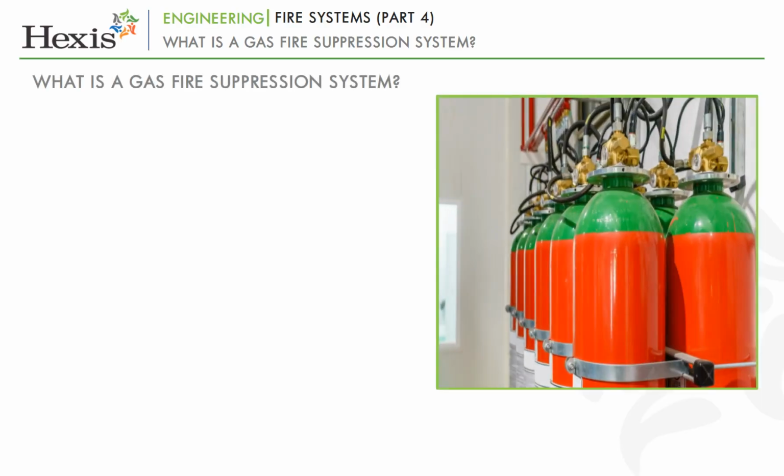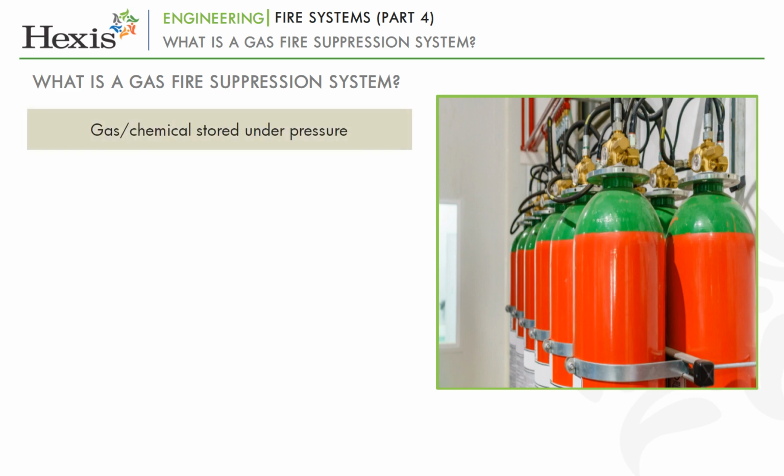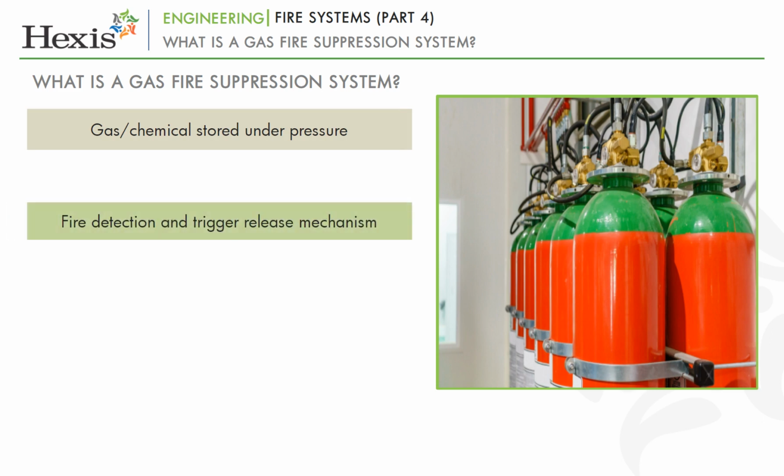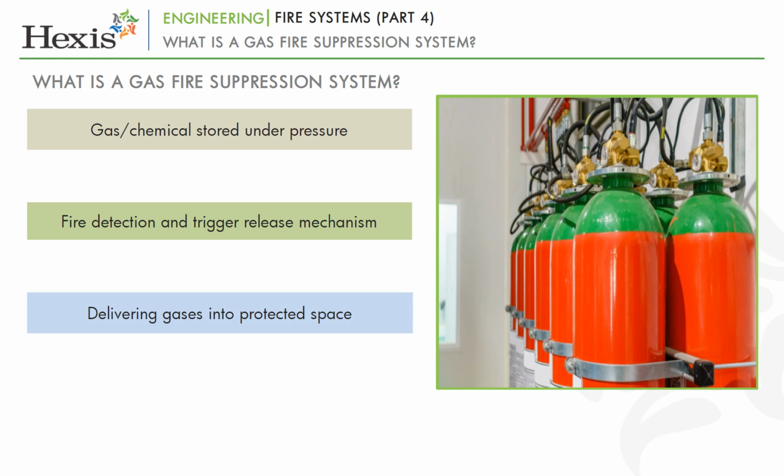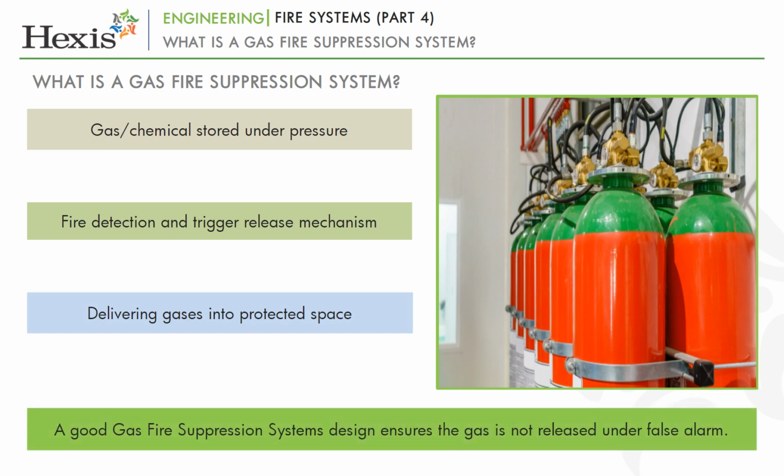Now let's look at what comprises the gaseous fire suppression system. At a very basic level, the gaseous fire suppression system comprises the following elements: a gas or chemical stored under pressure, a mechanism to detect a fire and trigger release, and the delivery mechanism to deliver the gas into the protected space. In reality, the systems involve a lot of design considerations like the volume of the enclosure, the level of occupancy, the gas tight integrity of the room, safety measures to ensure the gas is not released under false alarms, etc.